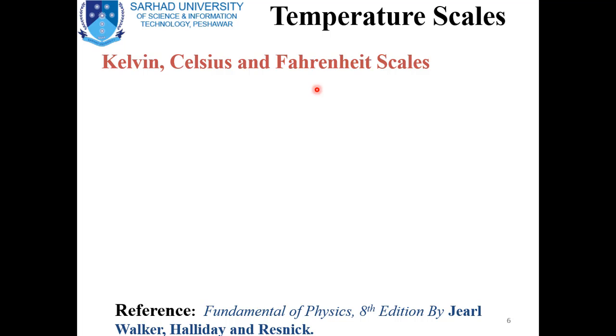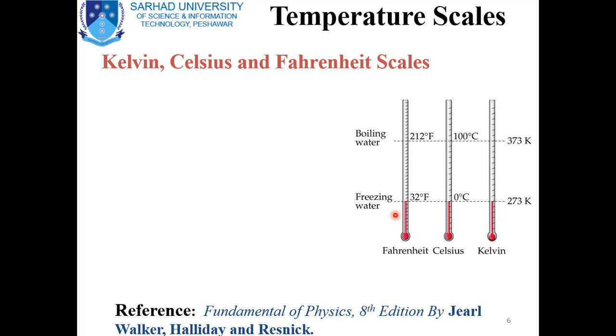To develop a temperature conversion relation, we can select the freezing point or boiling point of water. For technical reasons, we can also select the triple point of water, at which liquid water, solid ice and water vapor, that is gaseous water, can coexist in thermal equilibrium. That point is known as the triple point of water. And here you are seeing that we have three different scales: Fahrenheit, Celsius and Kelvin.